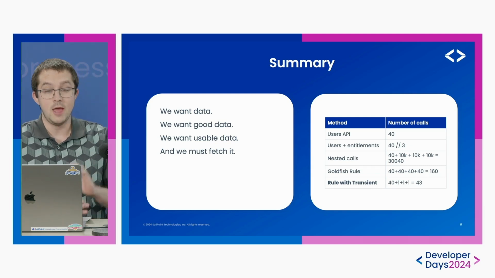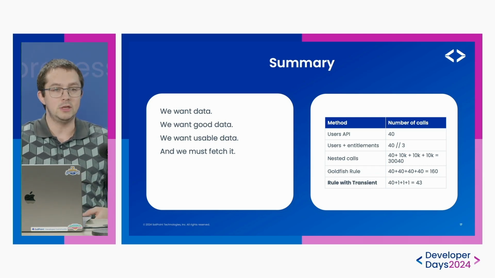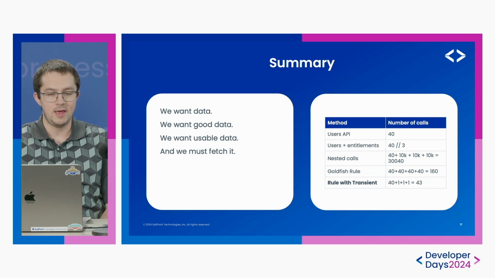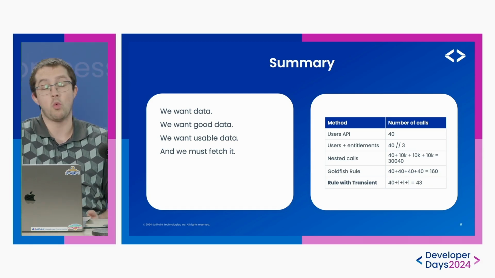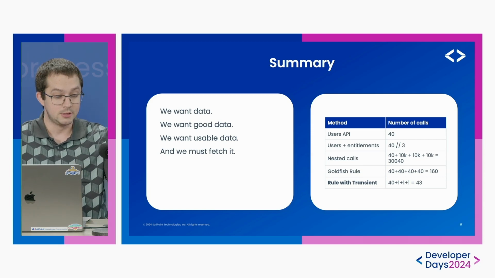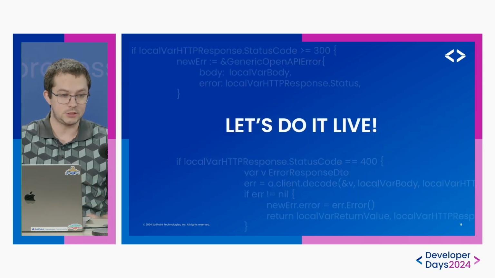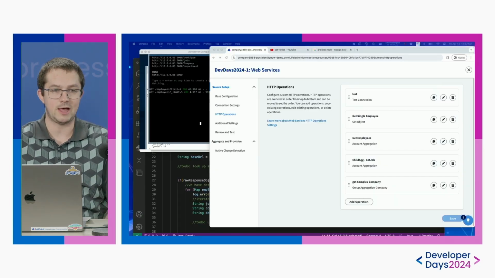But really, at the end, we want data, we need good data, we want usable data, and we have to get it. So there is a breakdown on the right here, but effectively we can turn 30+ thousand API calls into one for each set of data. So that is where I'm going to hopefully have a switch here, and we are going to try and do this live.